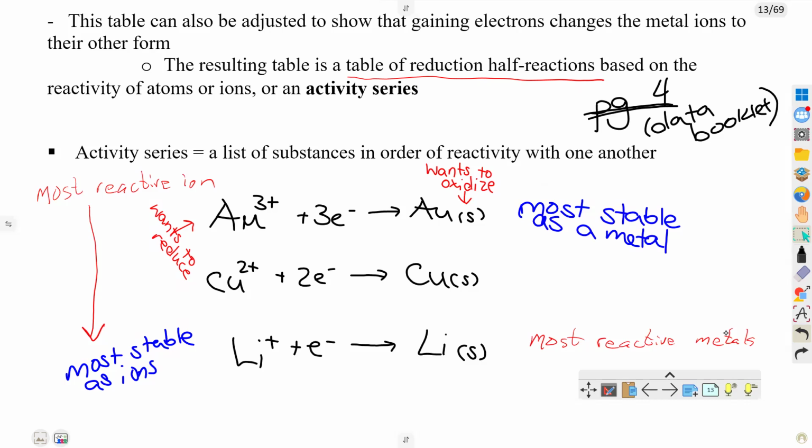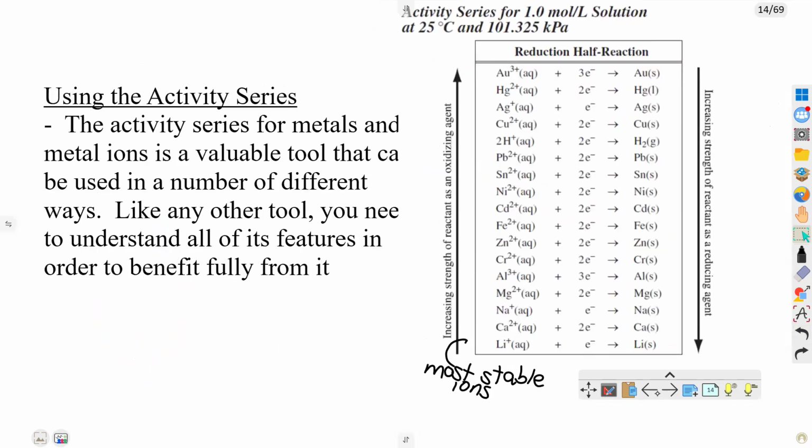Now in our table in our booklet, we only have lithium and sodium as our very reactive metals. Calcium is also a very reactive metal as well. Yeah, here we see it. So here we see gold is up here. So this is our most reactive, and then this is our least reactive. And then on the other side, gold is our least reactive metal, and lithium is our most reactive.